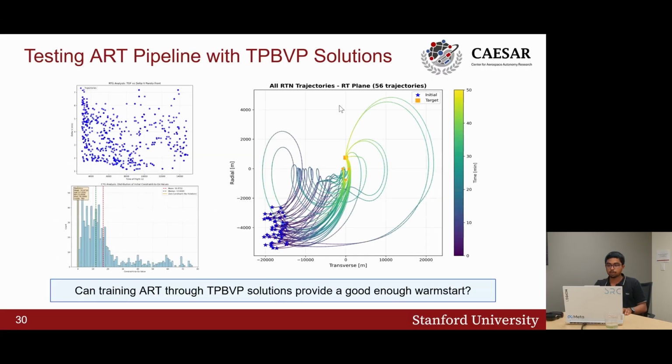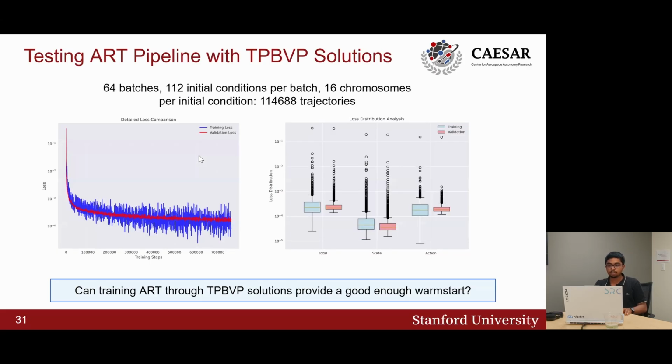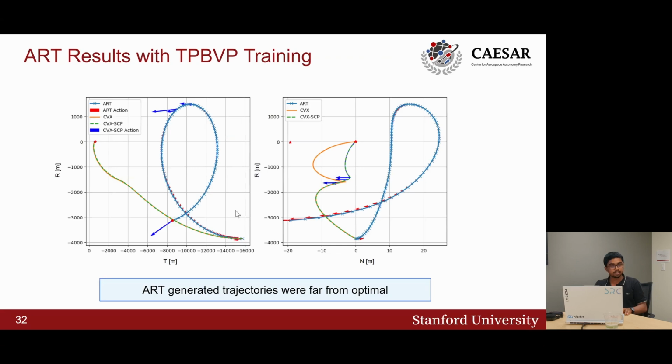So what we do is generate some more training trajectories which are more specific to the mission objective that we have, and we trained it with around 115,000 trajectories. And the result is not that great. Since we did not consider passive safety in the training trajectories, it is kind of expected that we do not end up with optimal solutions. You can see that ART significantly deviates from CVX and CVX SCP. This illustrates the need for passive safety.